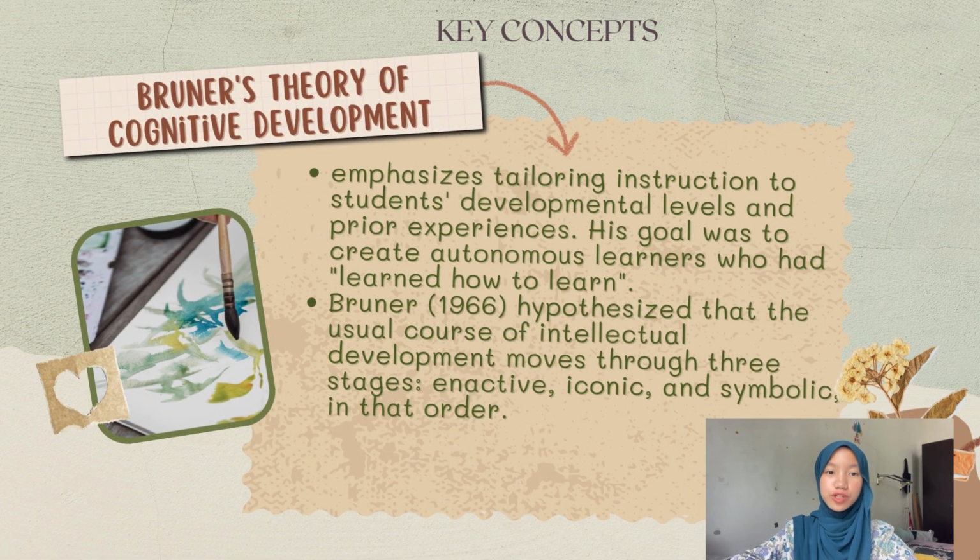Next, let me introduce to you the three-concept Bruner theory of cognitive development. It emphasizes tailoring instruction to students' developmental level and prior experiences. His goal was to create autonomous learners who had learned how to learn. Bruner hypothesized that the usual course of intellectual development moves through three stages. First, enactive. Second, iconic. And the third one is symbolic.